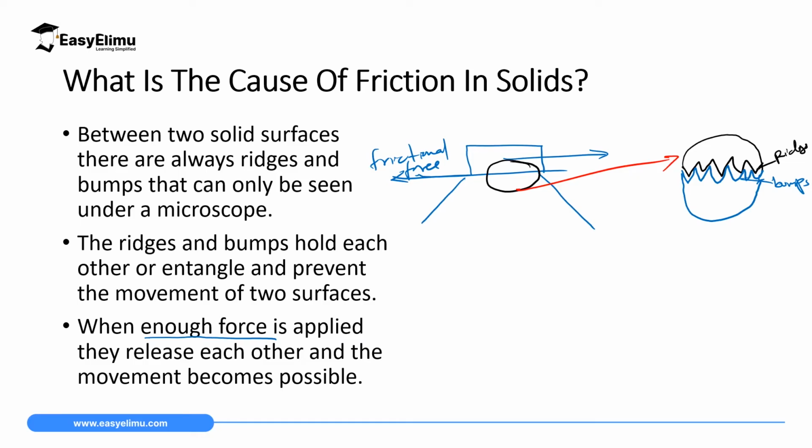So that is the origin of friction force. The origin of friction force is that between the two surfaces, there are ridges and bumps if you view under a microscope. No matter how smooth a surface is, it has these two, and they are the ones which intertwine or entangle. Now, for you to remove that entanglement, you have to apply enough force. This force is the one which will make the box move.